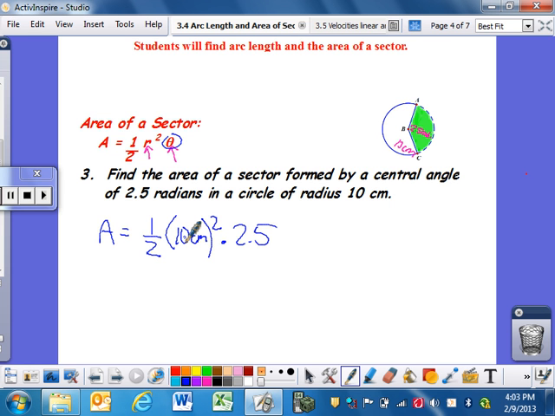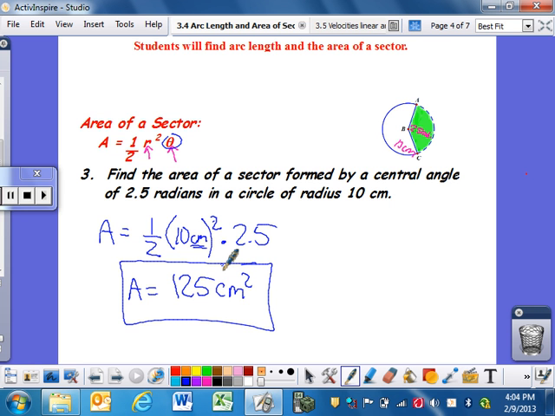1/2 times 100 is 50, times 2.5 ends up being 125. What is my label? Thinking area, you should think square units, so centimeters, and I have to square it. So that's where my label comes from. I'm emphasizing these labels because it's going to come up in 2.5 and it's very important. So area would be 125 centimeters squared on this particular problem.